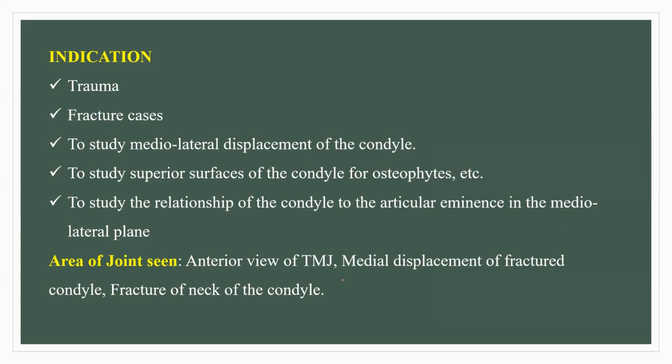So what are all the areas that are going to be visualized in transorbital projection? The anterior view of the TM joint, the medial displacement of fractured condyle, and fracture of the neck of the condyle. So we have told in transcranial, we were visualizing the lateral aspect. So here we are going to see the anterior view of the TM joint, and also we can see some medial displacement and also the fracture of the neck of the condyle. So that is what we are going to see.